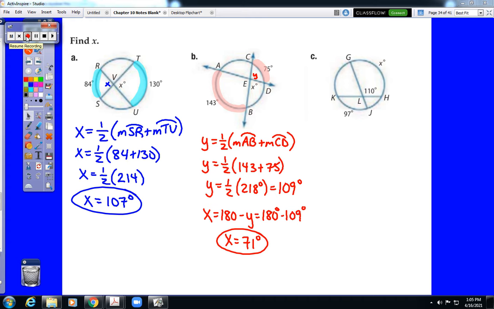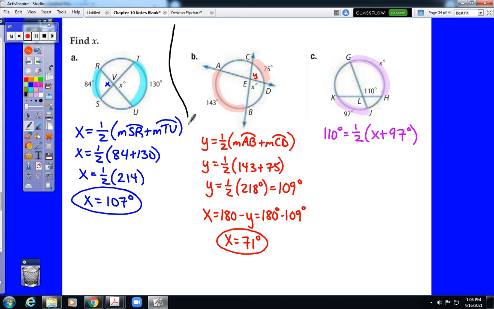The other way that we can make it difficult is shown in example C, where the X is not the angle, but is in fact one of the arcs. These are the two arcs intercepted by 110 degrees. That doesn't change a whole lot, except we have to solve. We end up with the angle 110 degrees is half of the sum of the arcs, or x plus 97. And then we have to solve that equation.